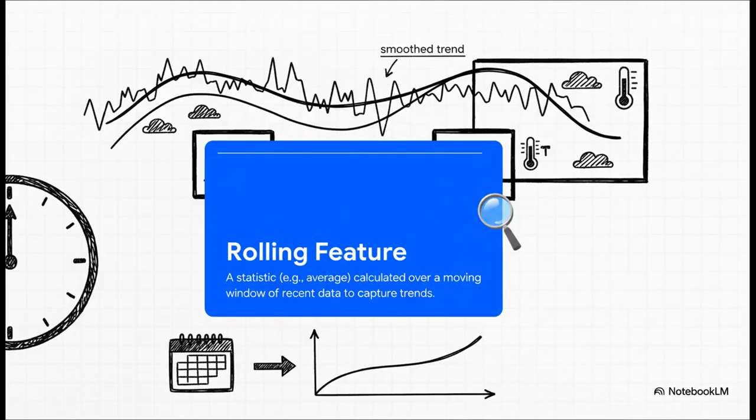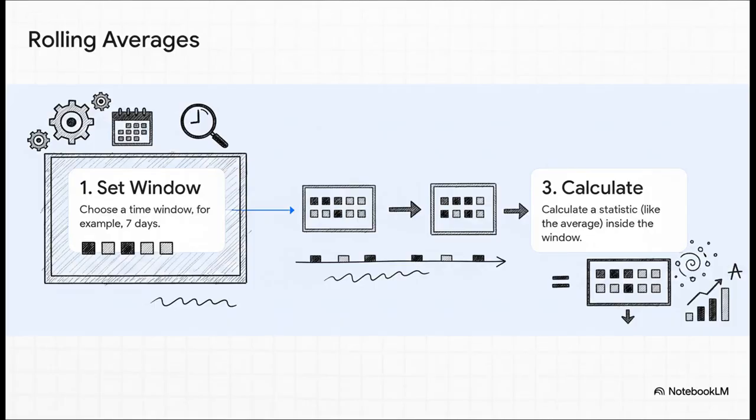Okay, so knowing yesterday's temperature is great, but it can be a little jumpy, right? To see the bigger picture, the overall trend, we need another tool, the rolling feature. This helps the model squint a little and see things like the average temperature over the last week, which helps it ignore the random daily noise. And the process is super straightforward. First, you just pick a window size, let's say 7 days.